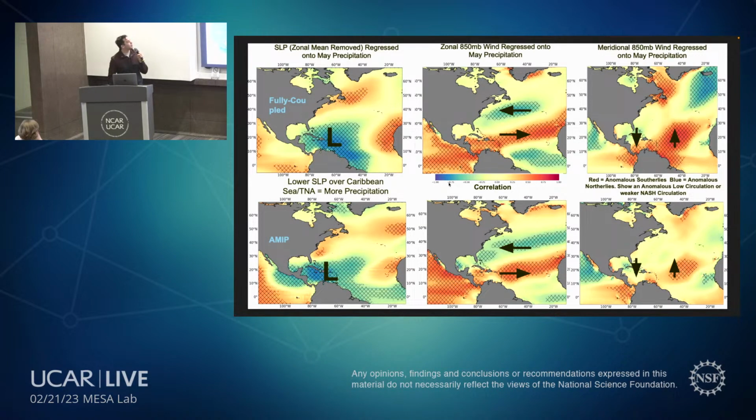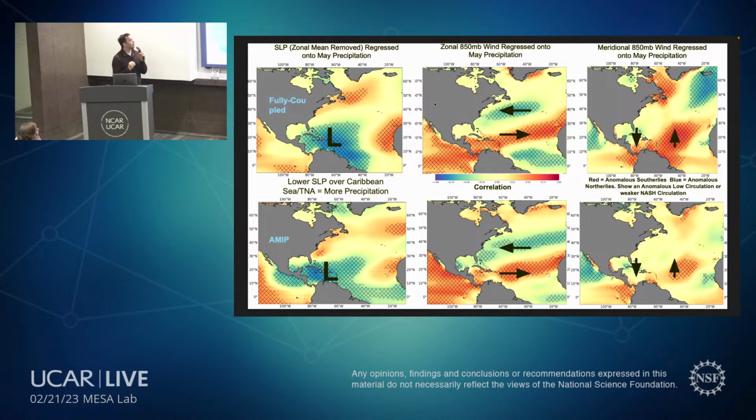So when we shift to the dynamics, what I did was I took correlation coefficients between each of the models' values of a variety of dynamical mechanisms, in this case, sea level pressure, zonal winds, and meridional low-level winds. And I compared that with precipitation totals in the Central Caribbean in this case.